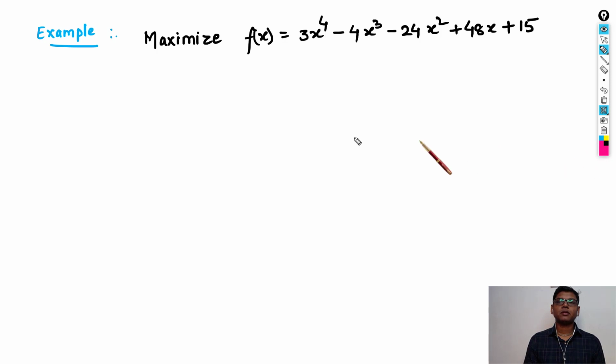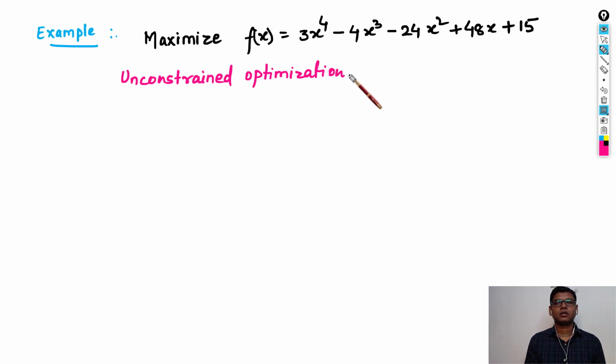The type of this problem is unconstrained optimization.